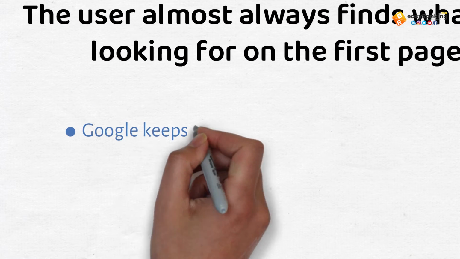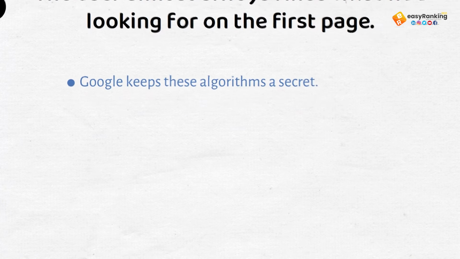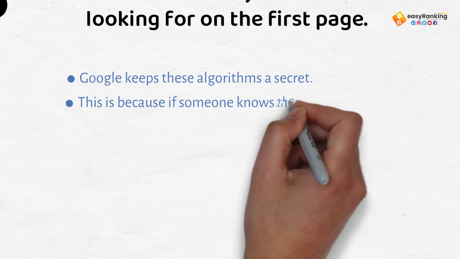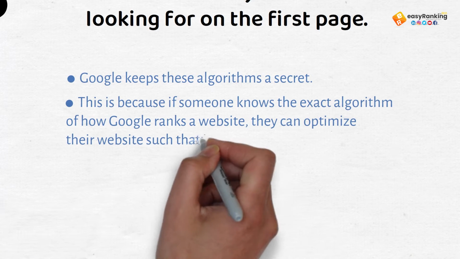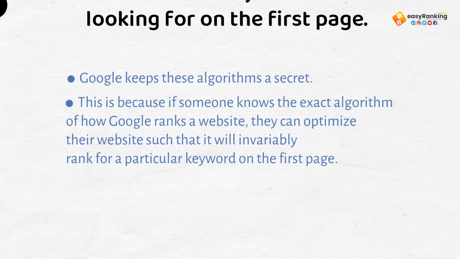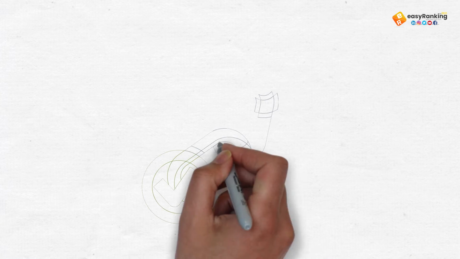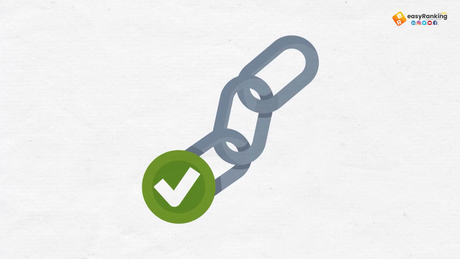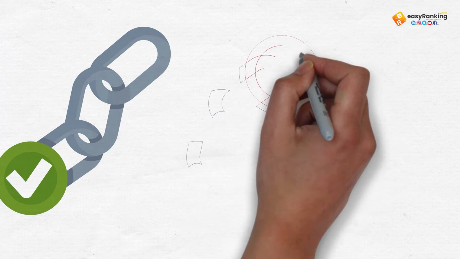Google keeps these algorithms a secret. This is because if someone knows the exact algorithm of how Google ranks a website, they can optimize their website such that it will invariably rank for a particular keyword on the first page. Backlinks are an essential factor that Google considers. Backlinks are simply the number of different websites that connect to yours. The number of high-quality backlinks also influences the ranking.